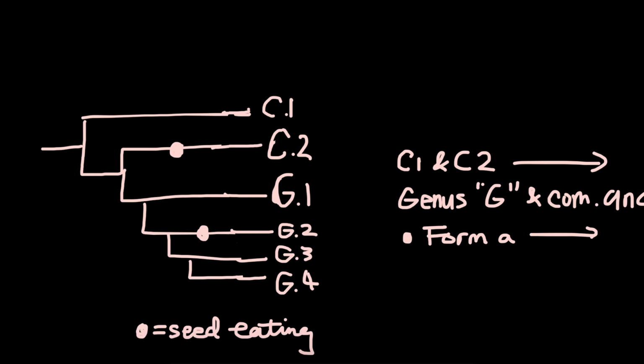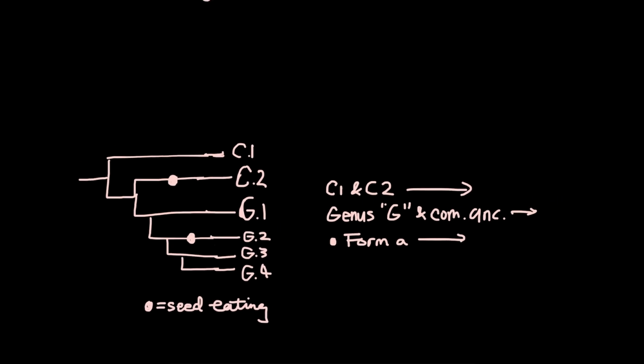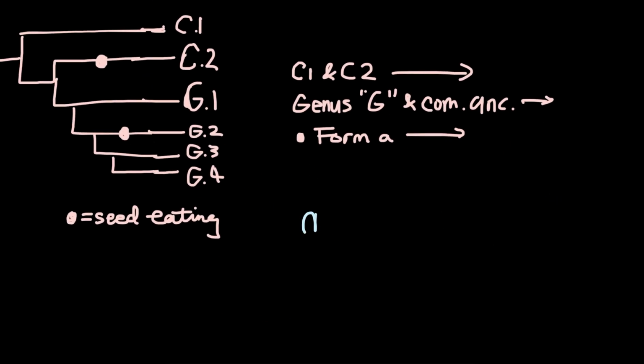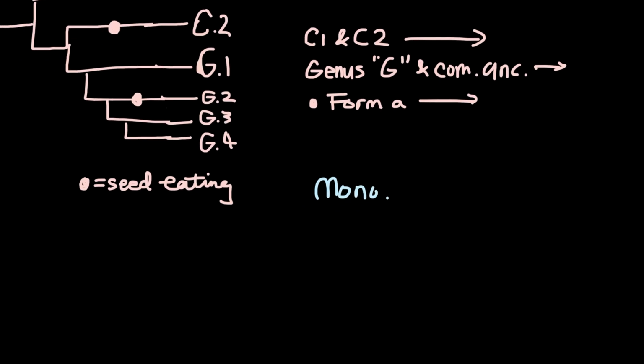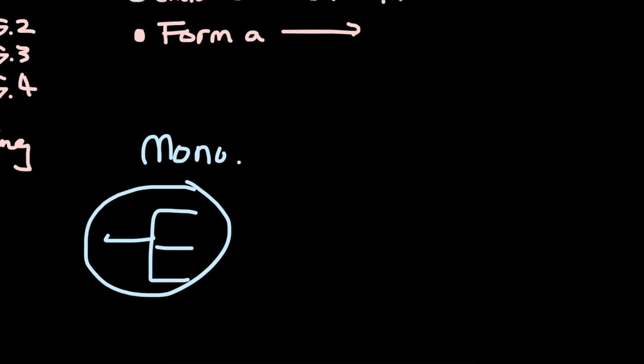So C1 and C2. So let me just write down their definitions. So monophyletic is where there is an ancestral taxon and all of its descendants, and no other unrelated taxa. So it's just like your good old regular clade.